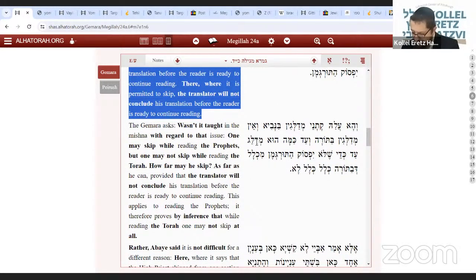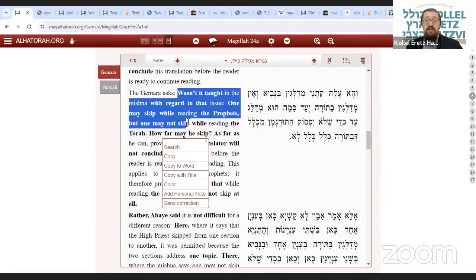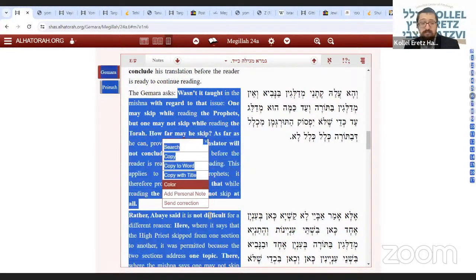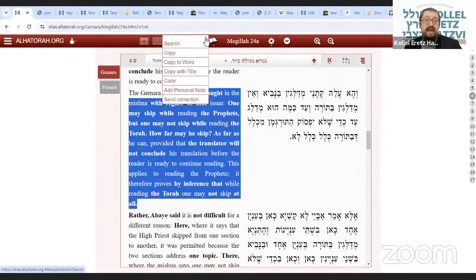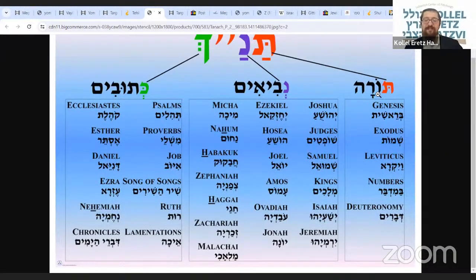Ask the Gemara, didn't our Mishnah teach "Medalgin baNavi ve'ein medalgin baTorah", that when you are reading a haftorah of Navi, you are allowed to skip around from section to section, but you're not allowed to skip around from section to section when you're reading the Torah itself, the 5 books of Moses. So during the Torah, you cannot skip around. During Navi, you could skip around during the haftorah.